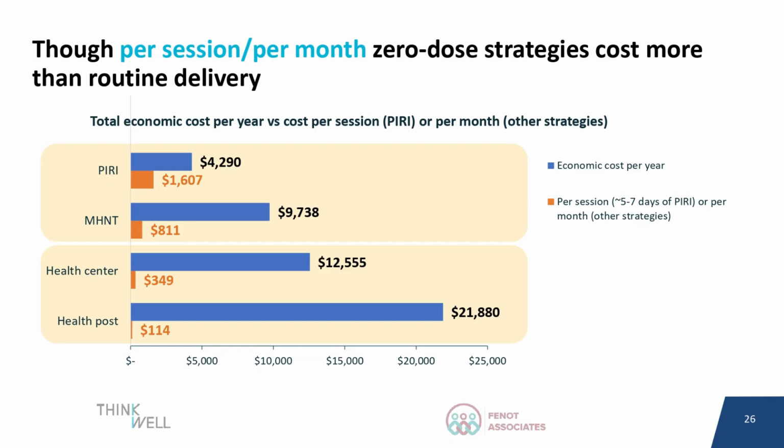So the cost in terms of unit cost per session and cost per month for each health center and each health post: the cost for each health post per month is about 114 US dollars per month. For health center, it is about 349, and for mobile health and nutrition team per month, it is about 811. And you can also see it for the PIRI. Next, please.